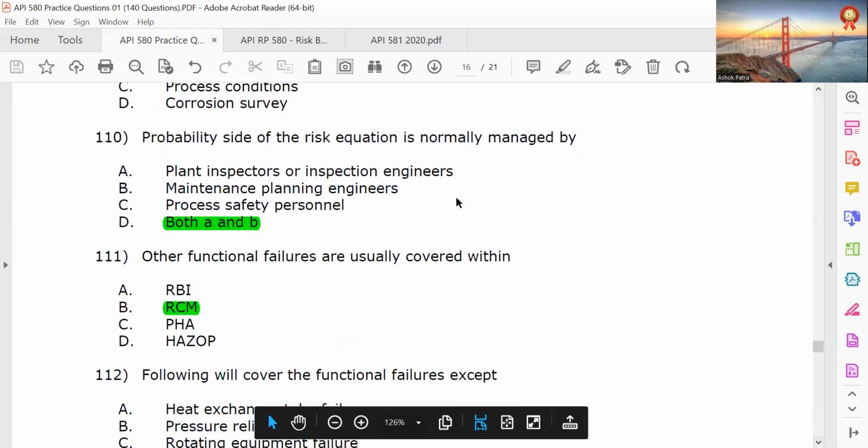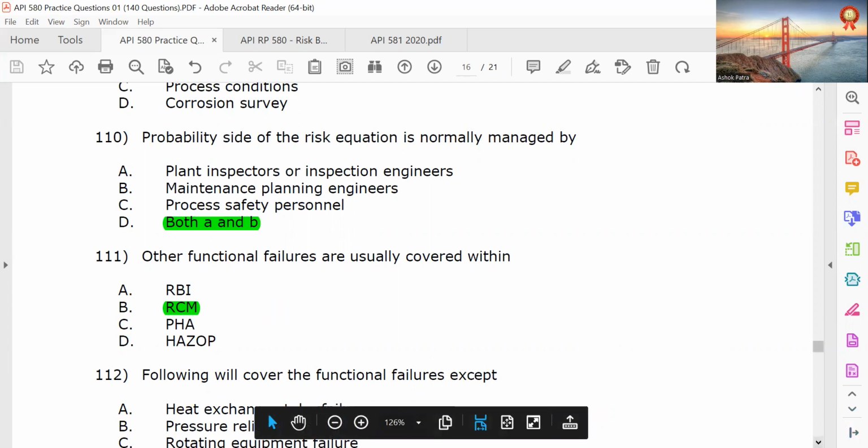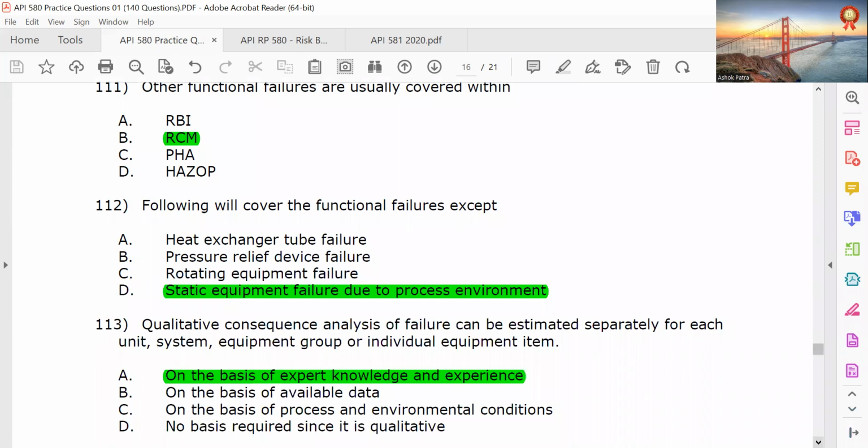The probability side of the risk equation is normally managed by plant inspectors, inspection engineers, and maintenance planning engineers. Other functional failures are usually covered with RCM. The following will cover the functional failure, except static equipment failure due to process environment.